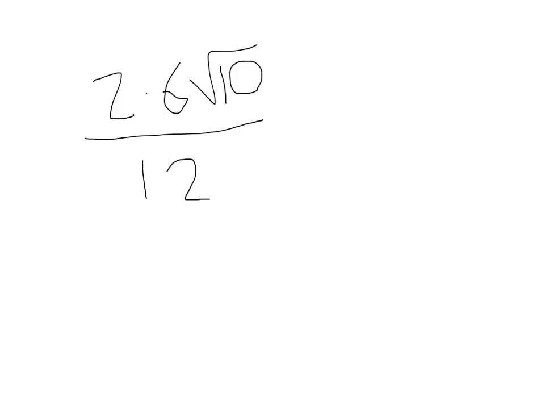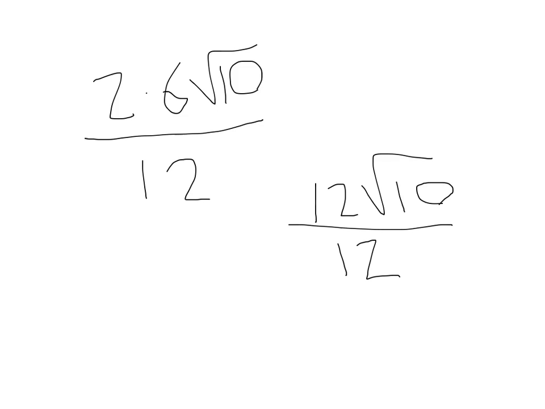Bringing it all together, you have 2 times 6 root 10 over 12, which really simplifies to 12 root 10 over 12. The 12s on either side of the fraction cancel each other out, and you're just left with root 10.